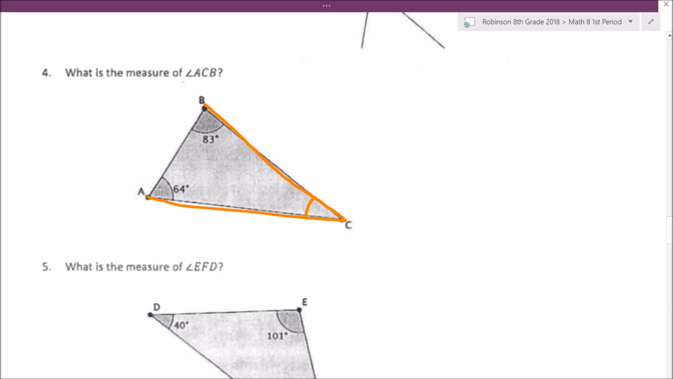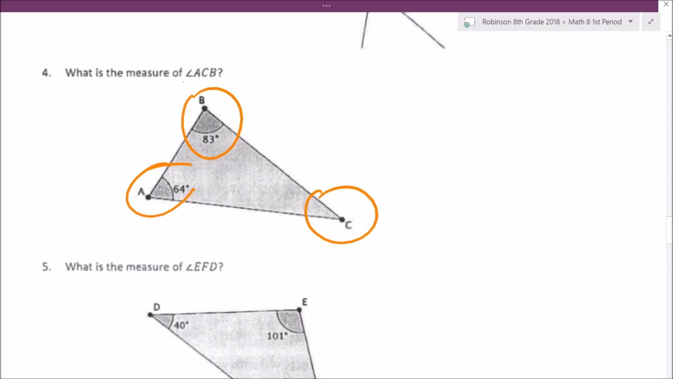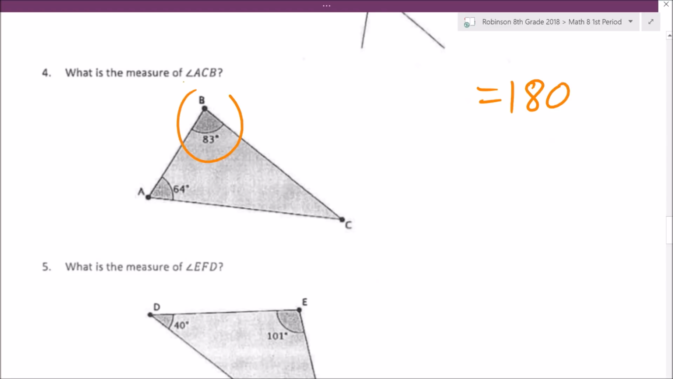What I know is that all three of these angles, this one, this one, and this one, all add up to 180. So if this top angle is worth 83, this bottom left angle is worth 64, and I don't know the last angle, so I'm just going to call it C. You could call it X, doesn't really matter.